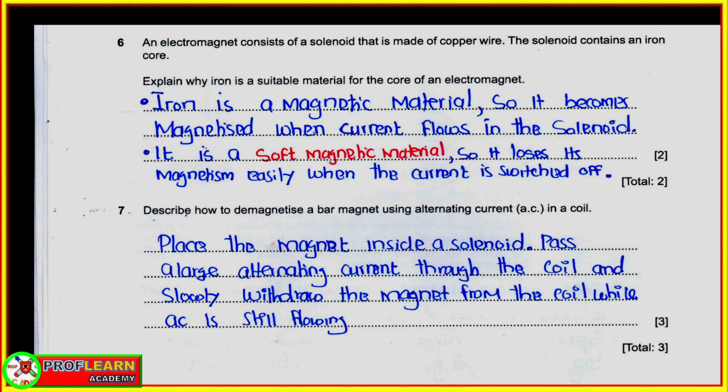And that's why I say place the magnet inside a solenoid, pass a large alternating current through the solenoid, and then slowly withdraw the magnet while the current is flowing, so that the magnet is going to be completely demagnetized. But if you make a mistake and you switch off the current, then withdraw, there are chances that the magnet is going to retain its magnetism.